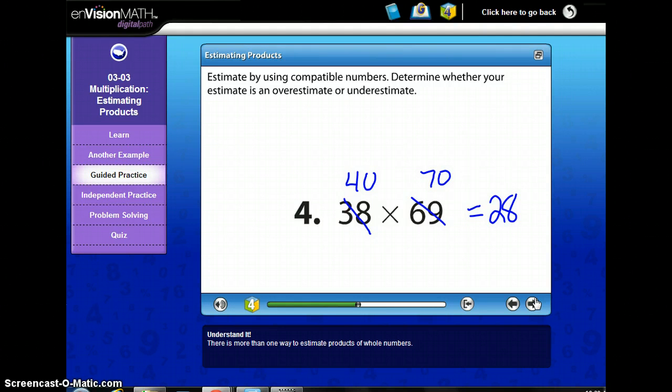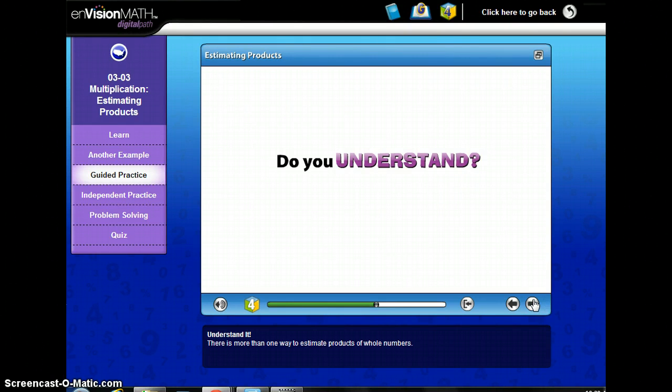How many zeros do I need to add? 2. So that's not 28,000, that's 2,800. Good work. Let's do one more up here. Oh, no, we did run out.